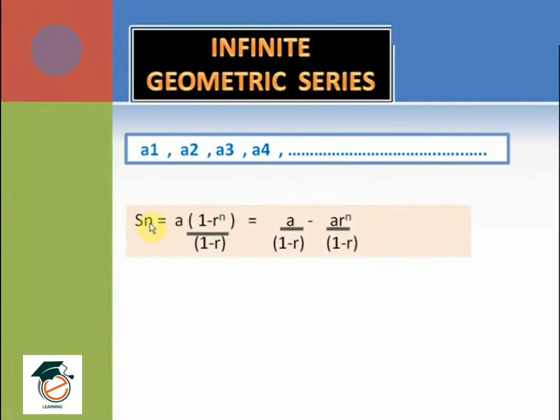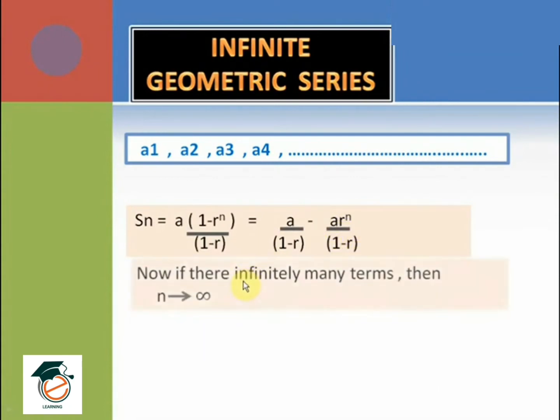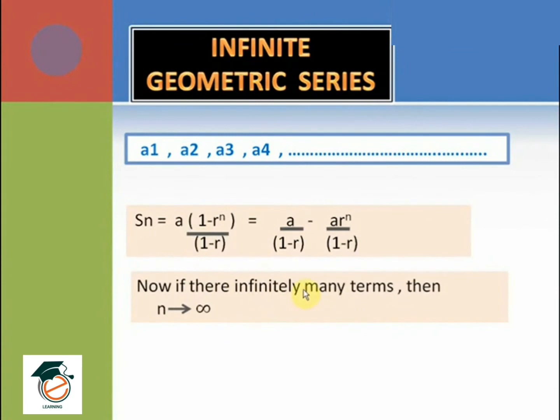We know that the formula of Sn, that is the sum of n terms, is given by a into (1 minus r to the power of n) whole divided by 1 minus r. Now this could be further written as a by 1 minus r minus a into r to the power of n divided by 1 minus r. Now if there are infinitely many terms, then n would tend to infinity because n denotes the number of terms, and if there are infinitely many terms, then n would tend to infinity.